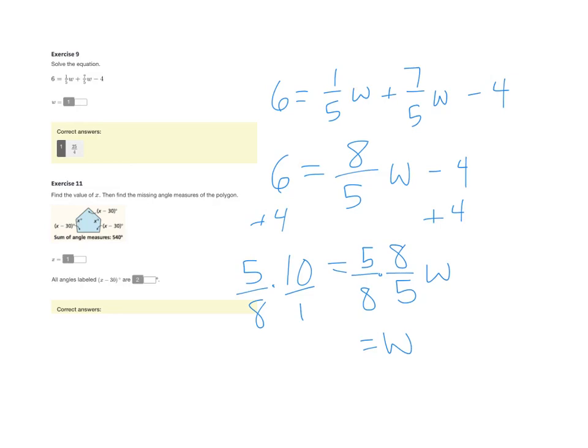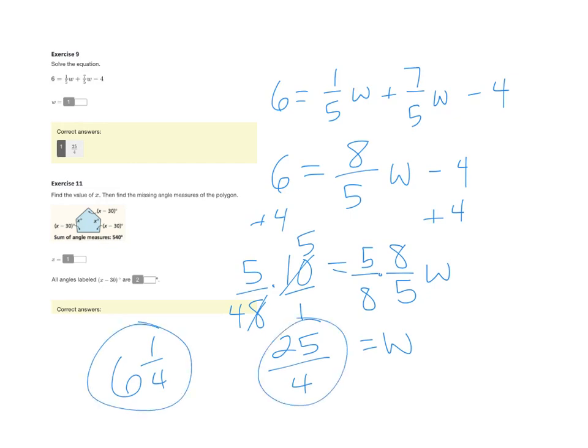2 goes into 8 and 10. So 2 goes into 8 4 times. 2 goes into 10 5 times. Multiply straight across, I would get 25 fourths. I think Big Ideas would accept that, but let's go through all the other ones that it could be. Could be 6 1/4. So 6 1/4 or 25 fourths.